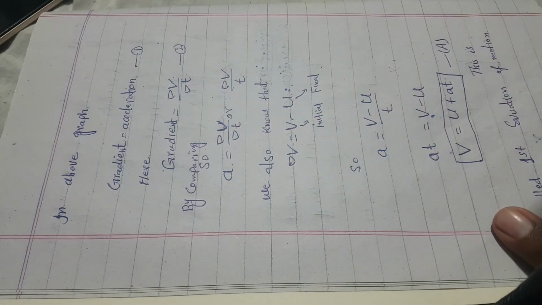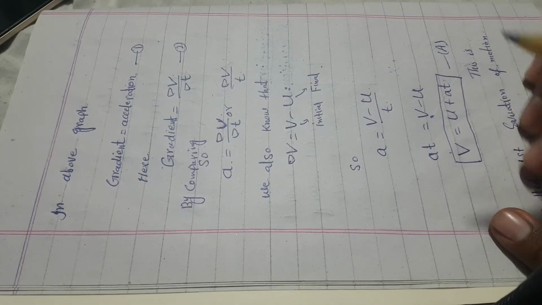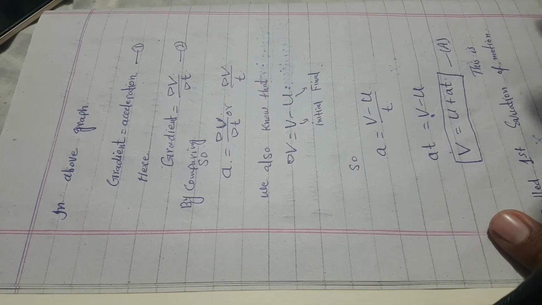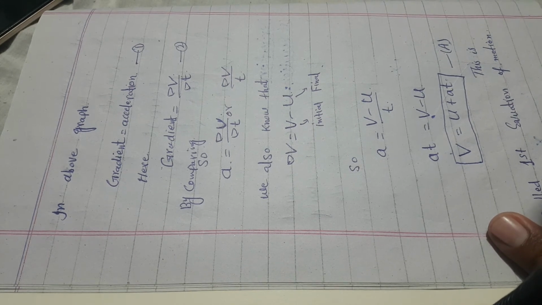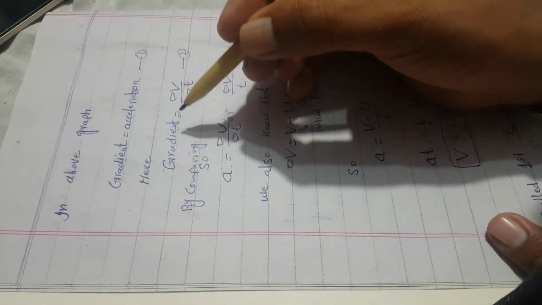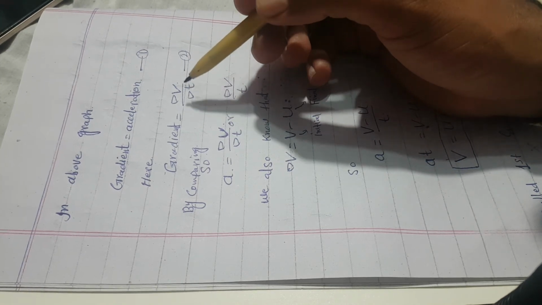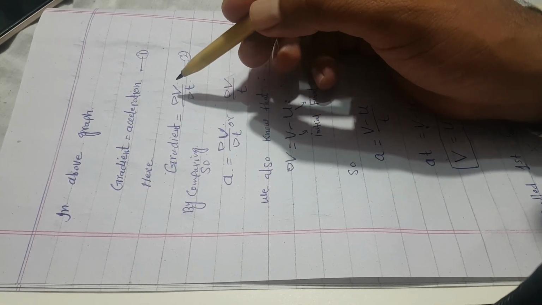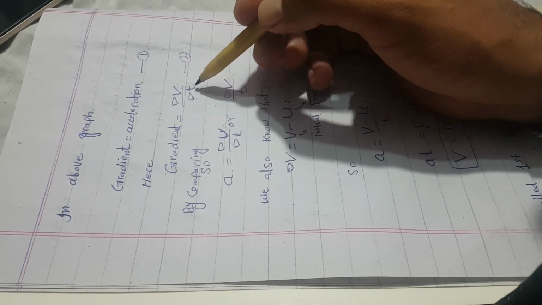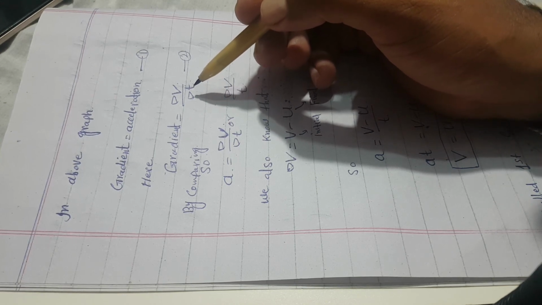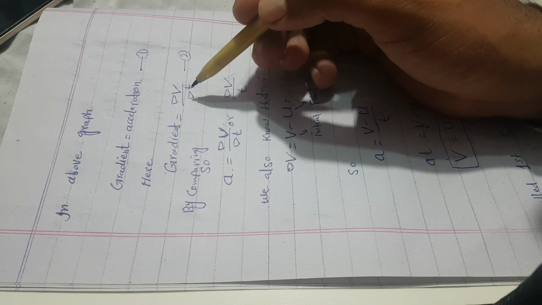In the above graph, the gradient must be equal to the acceleration of the object. So we will calculate the value of the gradient, and this gradient must be equal to the acceleration of that object. Here the gradient is defined as the rate of change of velocity, or change in velocity over change in time.